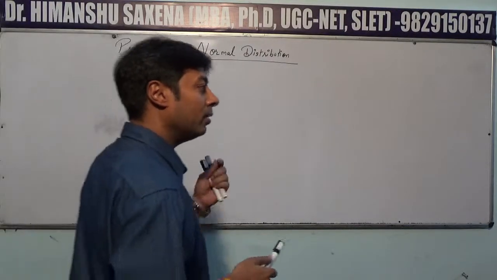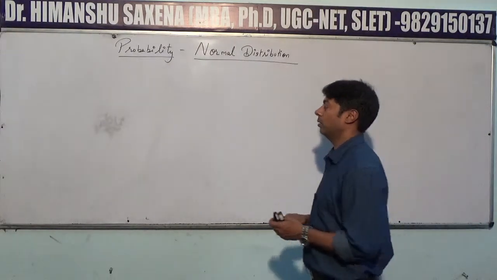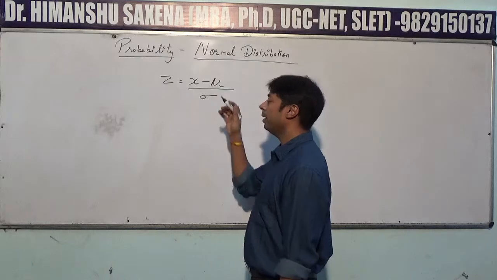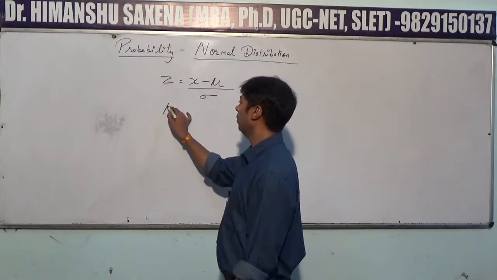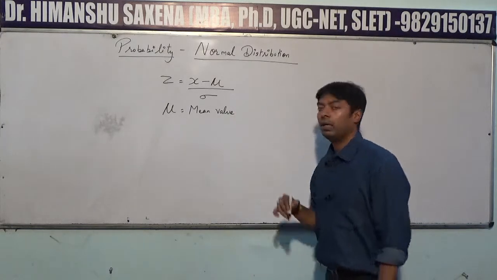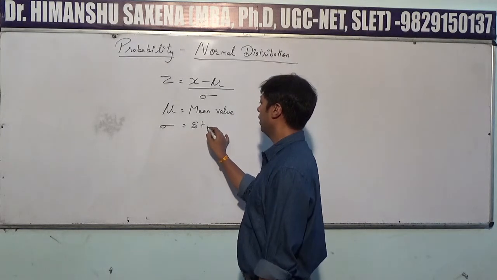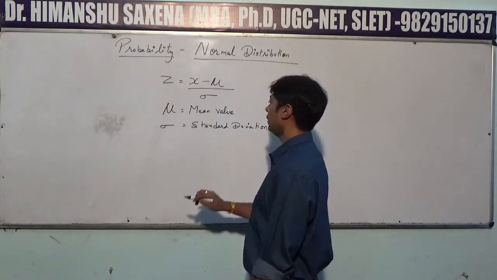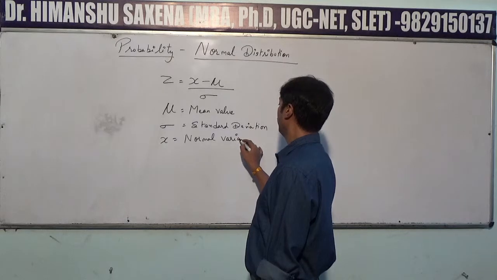Okay, after Poisson distribution, let us take one more distribution, that is normal distribution. Now the formula that is to be used in normal distribution is x minus mu upon standard deviation, where mu stands for mean value. Remember, mu stands for mean value. This symbol, you know it, it is indicating standard deviation, and x is a normal variable.